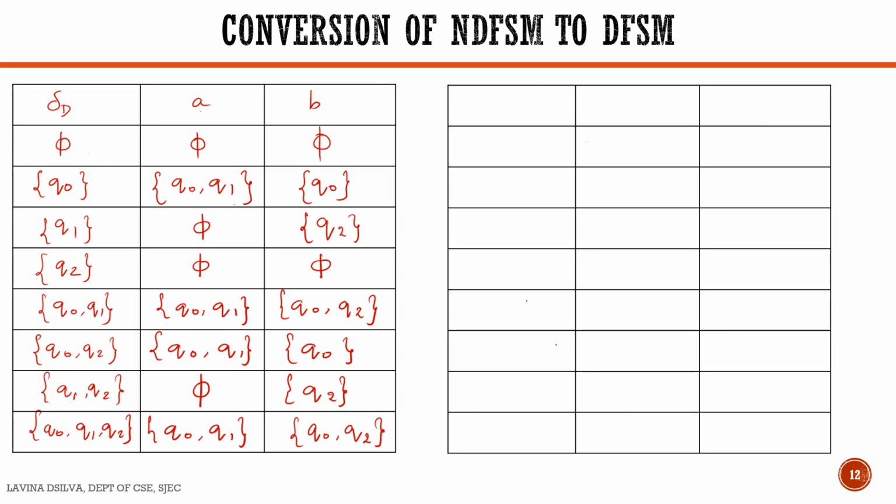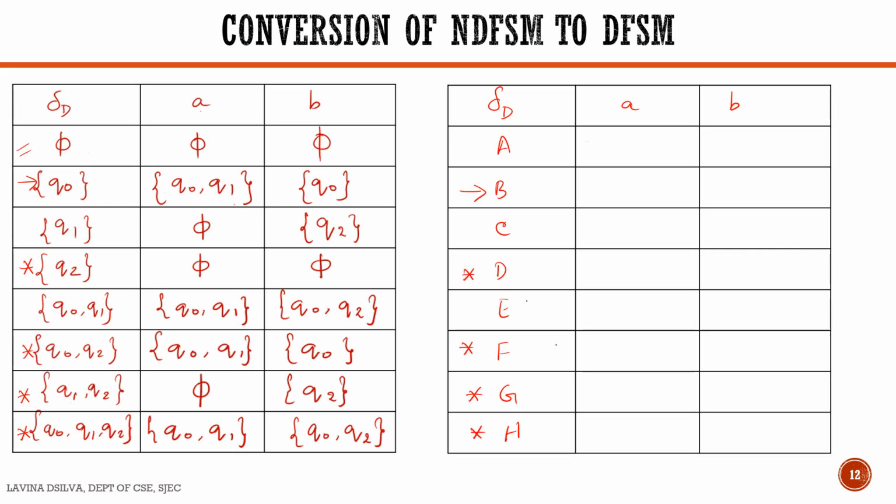I'll do a simple renaming of states here. This will be delta D, on A and B. Instead of these states, I'll call them A, B, C, D, E, F, G and H. And we know that Q2 was our final state of the NFSM. Therefore, wherever Q2 is present, it also becomes a final state. So we have Q0 as the start state, so B is our start state. D is one final state, F is one final state, G is another final state, and H is another final state.